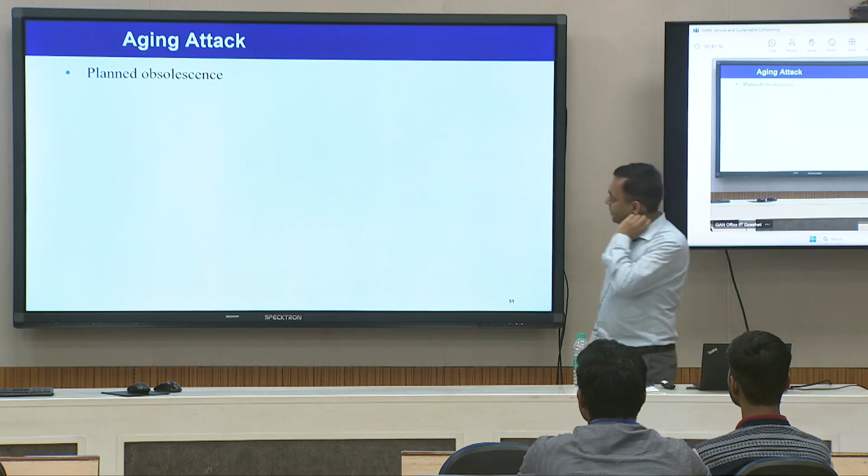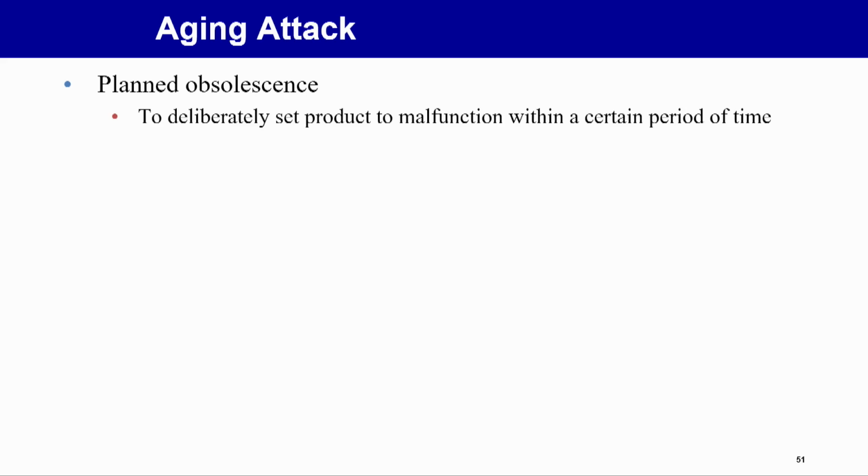So one of the aging attacks is also called planned obsolescence. Obsolescence means making it obsolete, making it kind of outdated. If something ages too fast, basically it's obsolete. You can't use it anymore. So this is just another term given to basically the aging attack. And what exactly does planned obsolescence mean?